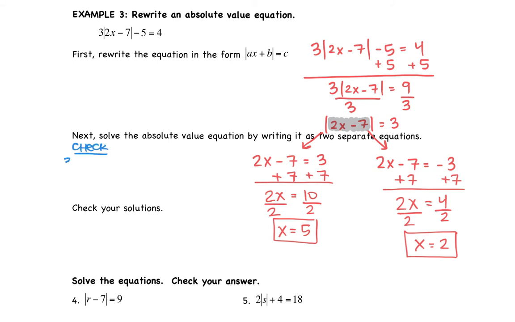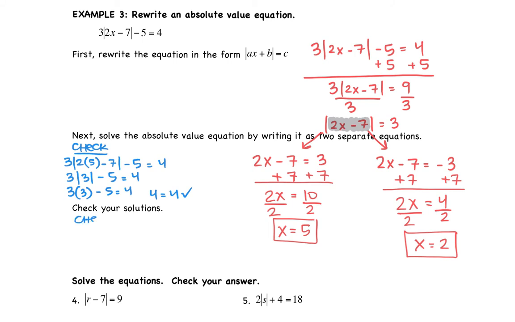Okay, so here I have 3 times the absolute value of 2, and then I'm going to plug in 5 first, minus 7, minus 5 equals 4. Now, remember, the absolute value bars are a grouping symbol, which means you have to do what's inside of them first. So 2 times 5 is 10, and 10 minus 7 is 3. Then you have to take the absolute value. So the absolute value of 3 is 3. And then you do everything on the outside. So 3 times 3 is 9. 9 minus 5 is 4. So that one worked out for me.